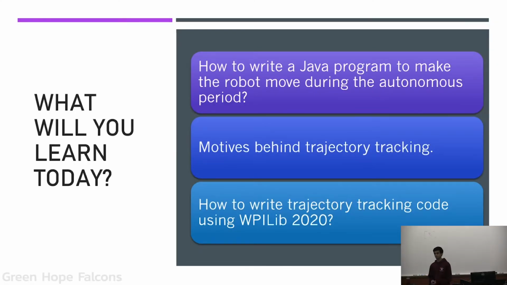So what will you learn today? You'll learn how to write a simple Java program if you don't already know how to do that. And we'll make it track a trajectory in the autonomous period. You will learn about the motives behind trajectory tracking and why we're actually doing something like this during the autonomous period. And you'll learn how to write all of that code using the new libraries.